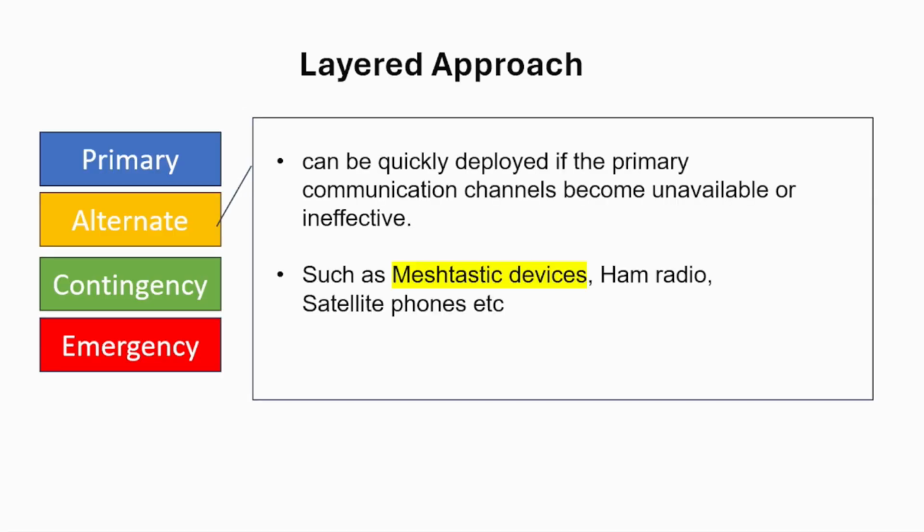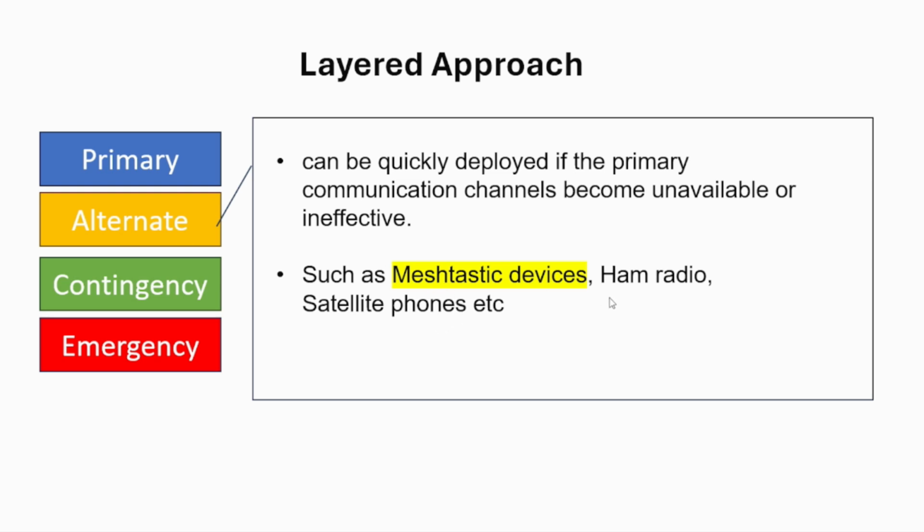So next, the alternate layer, which is when your primary layer fails, you need to swap quickly into the next alternate layer mode of communication. You can't send messages out using your smartphone, or you can't call somebody using your smartphone due to, for example, the cell tower no longer being available. Then you fall back on your alternate, and in this video I'm going to focus on Meshtastic devices.